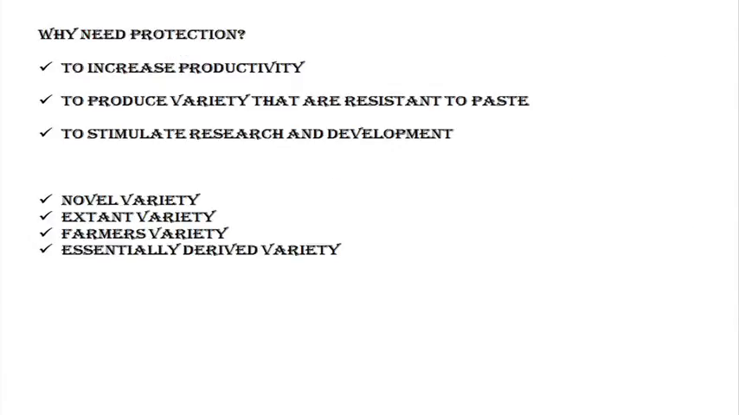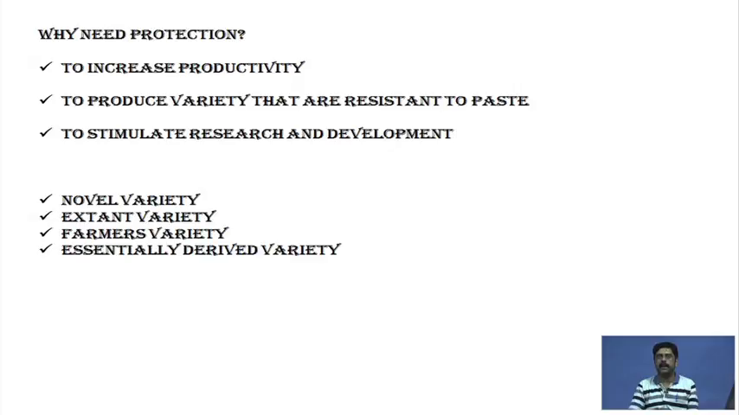Okay, so the breeders' part will come within the purview of plant variety. Even if a farmer breeds, that also comes within the purview of plant varieties. So why do we need plant variety protection? We can summarize three points: to increase productivity, to produce varieties that are resistant to pests, and to stimulate research and development. Yes, by genetic engineering you are creating a plant variety which will produce better yield and resist some pests, and definitely if you give protection, research and development in that field will ultimately progress further.